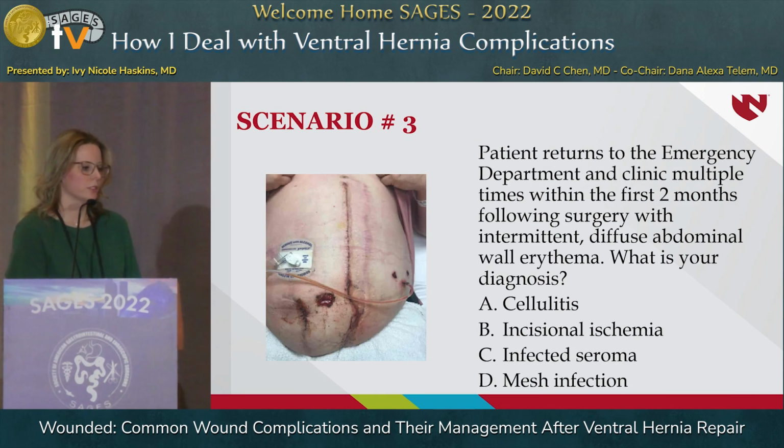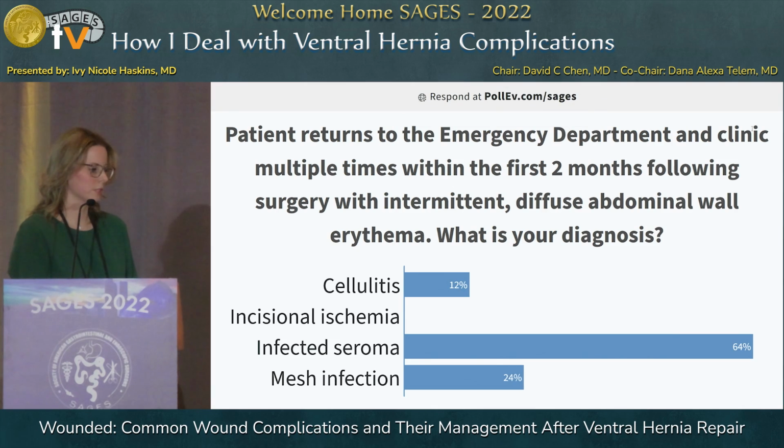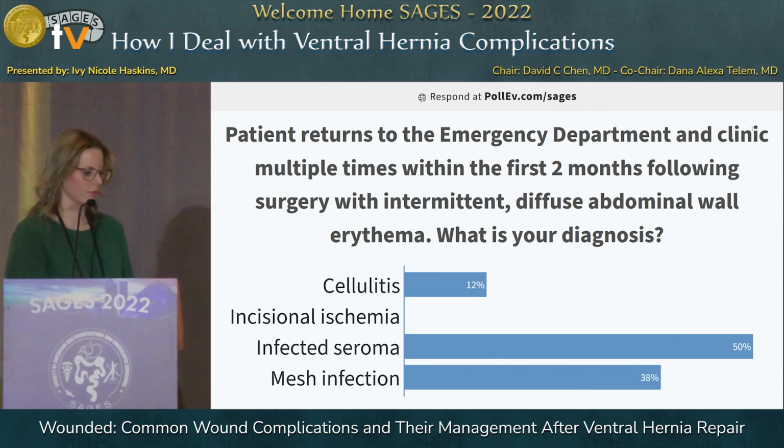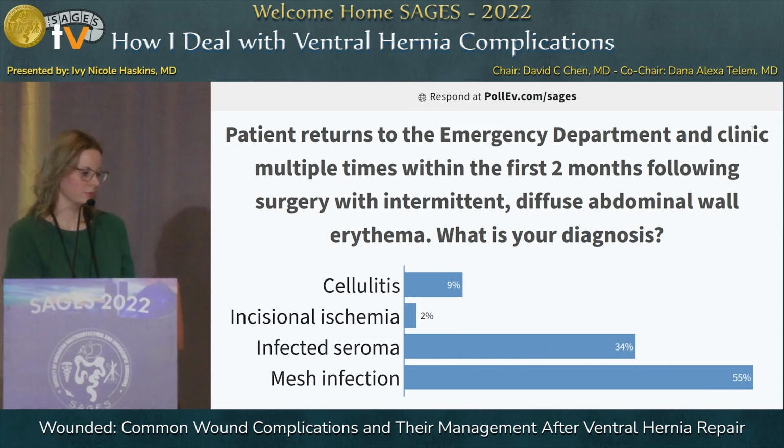This patient returns to the emergency department and clinic multiple times within the first 2 months following surgery with intermittent diffuse abdominal wall erythema. What is your diagnosis? A, cellulitis, B, incisional ischemia, C, infected seroma, or D, mesh infection.